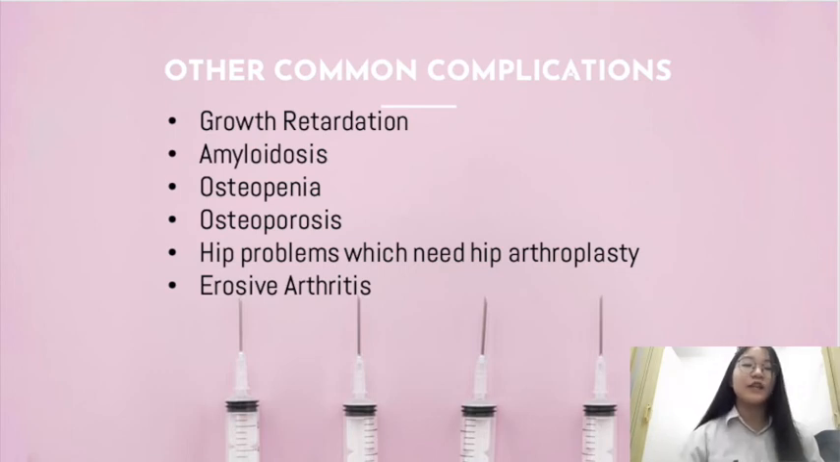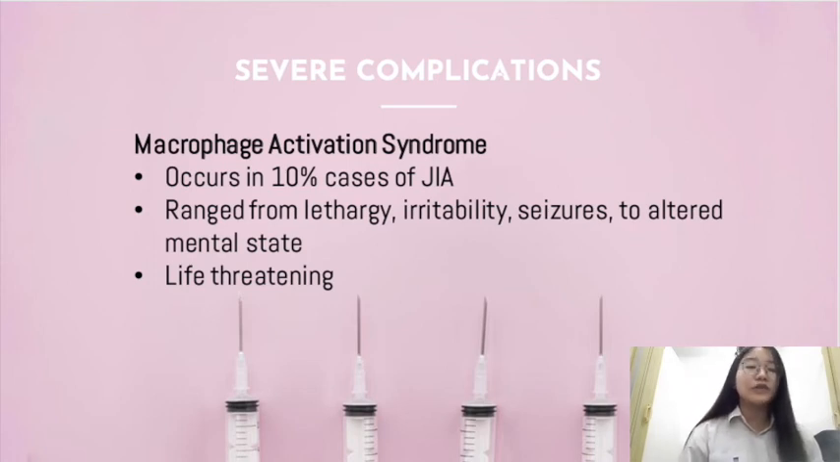Other complications include growth retardation, amyloidosis, osteopenia, osteoporosis, and serious hip problems with the need of hip arthroplasty, erosive arthritis, etc. JIA patients should also be aware of the more severe complication, like macrophage activation syndrome, or MAS. MAS leads to a more serious dysfunction of the CNS, ranging from lethargy, irritability, seizures, to altered mental state. Though MAS is said to occur in only 10% of JIA cases, patients should be aware as it could lead to death because of multiple organ failures.